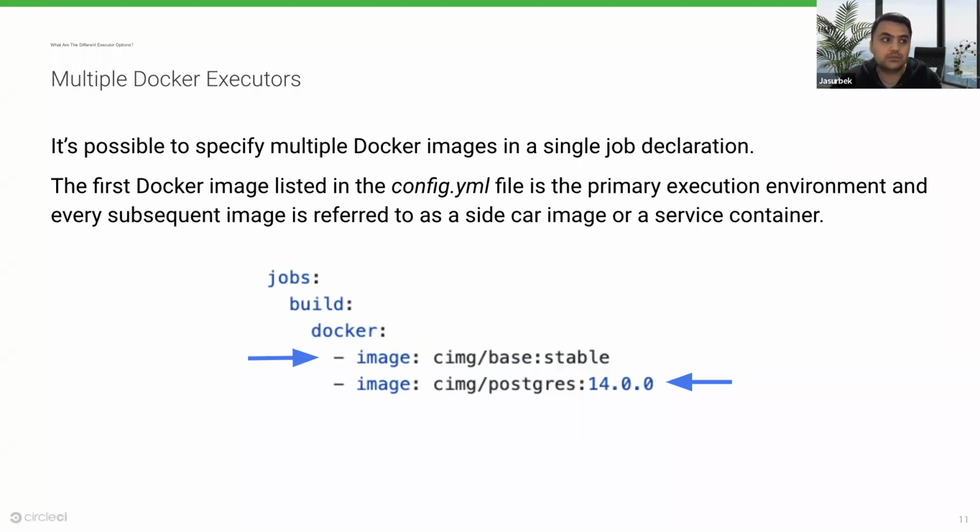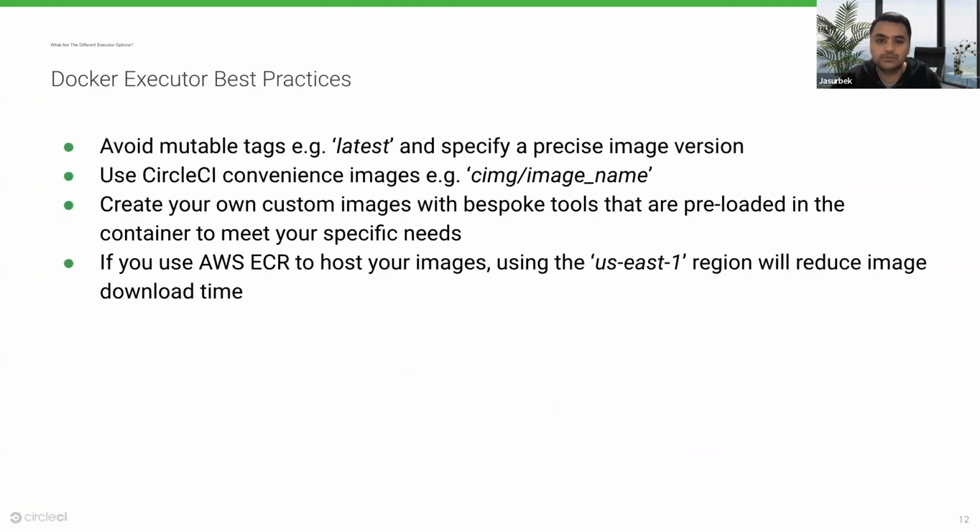And there are some best practices for properly implementing the Docker executor. Those best practices are usually not unique to the Docker executor, and some of them you can apply to other environments as well. The most basic one is avoiding mutable tags and specifying the image version exactly.